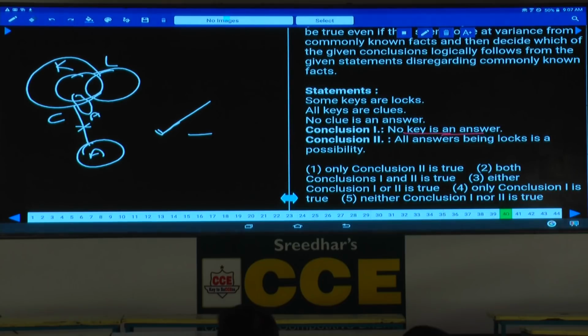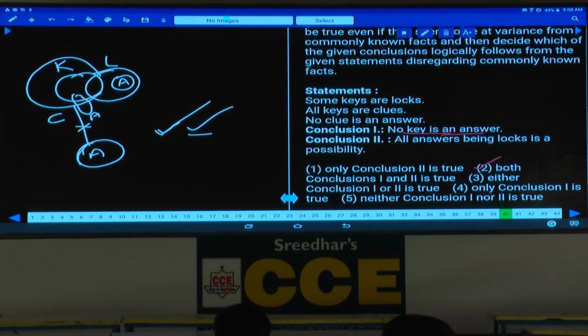Then finally, all answers are locks is a possibility. All answers are locks, is it possible or not? In order to make this possible, tell me whether I can bring my answer like this or not. Yes. So what is your answer here? Both the conclusions follow, it is choice 2. Hence question number 40, choice 2. Done with this? Now this is about paper number 20586, question numbers 1 to 40. Anything else left over in this paper?